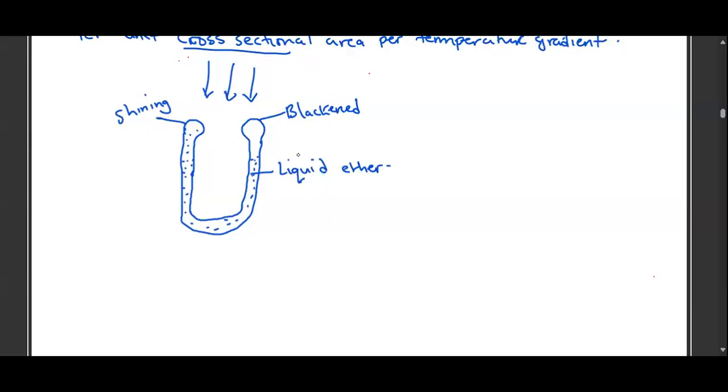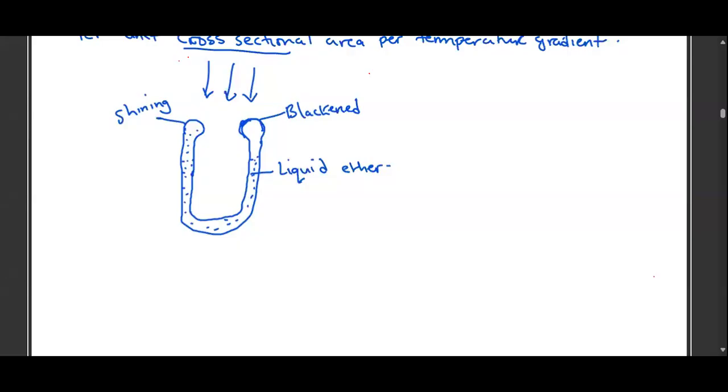This part here is blackened. Among the properties of black materials, they are good absorbers of radiations. So what happens is infrared radiations are made incident onto the tube containing liquid ether. Now, after some time, it is observed that the level of liquid ether in the shining part is going to be higher than the level of the liquid ether in the blackened side here.